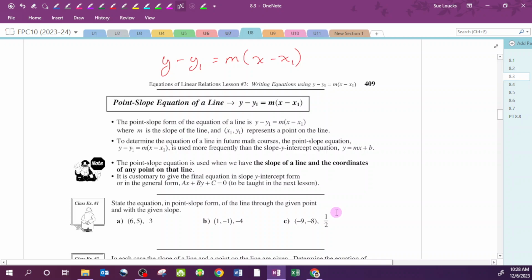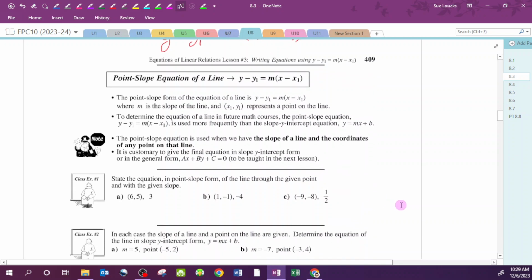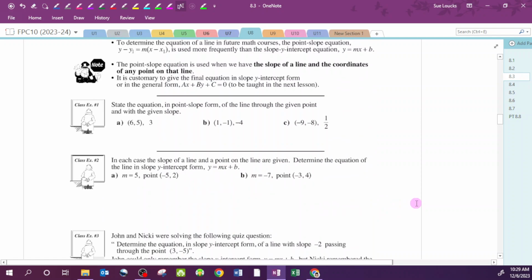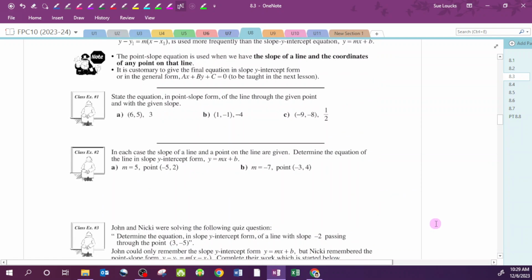We usually give the answer, this is customary, to leave the final equation in slope intercept form, but you'll be told which form to leave it in. So the reason you would leave it in slope intercept form, if you're publishing your work, for example, and sharing it with other people, is like I said, there's only one version of that that works.